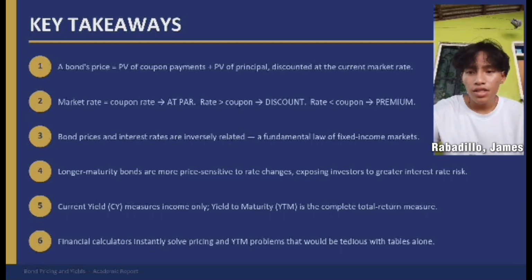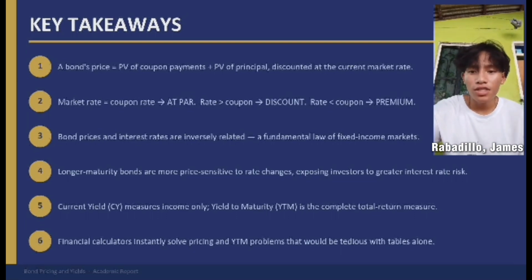And number 4 is longer maturity means higher risk. Longer maturity bonds are more sensitive to interest rate changes. So bonds with longer repayment periods experience bigger price changes when interest rates move. A simple example is a 20-year bond is riskier than a 2-year bond because investors wait longer to get their money back.